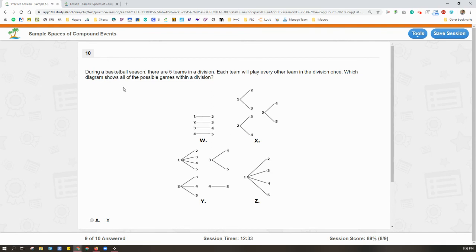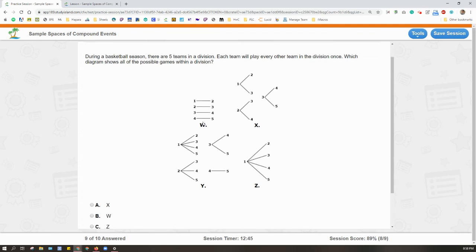And number 10, during a basketball season, there are 5 teams in a division. Each team will play every other team in the division once. Which diagram shows all the possible games within the division? So let's take a look at this. W just says team 1 playing team 2, and that's it. Team 1 doesn't play anybody else. So already W is bad. We're looking for each team to play every other team in the division. So team 1 doesn't play any other team besides team 2 in diagram W, so diagram W is out.